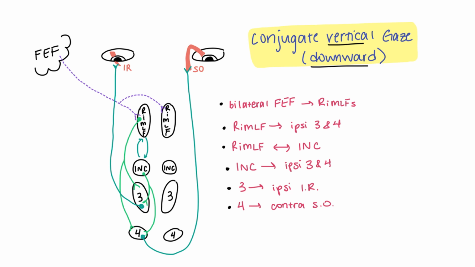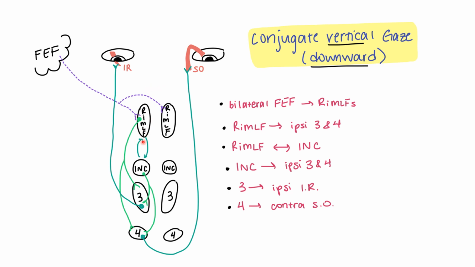Okay, so I separated these to downward and upward. Just a real quick overview because the lesions are the more important part here. You're going to get bilateral frontal eye field input. So like both of these are going to be putting in, I just showed one side on this diagram. So bilaterally goes to both RIMLFs. So this is the brainstem instigator of upward and downward, so vertical conjugate gaze.